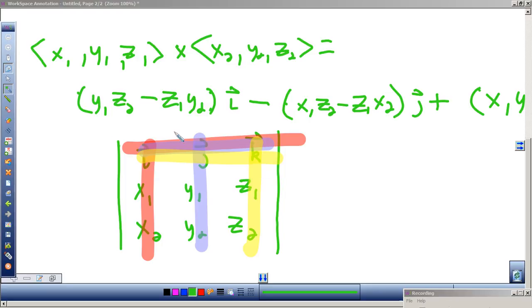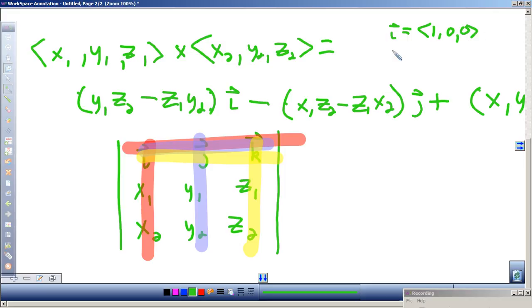Remember, when we were doing the pattern, we did plus minus plus across the top. Why are the i and j in there? Because we get a vector out of it. And what is the direction of vector i? You're remembering i equals 1, 0, 0, j equals 0, 1, 0, and k equals 0, 0, 1. So this is giving us a vector in a certain direction. Does that make sense?